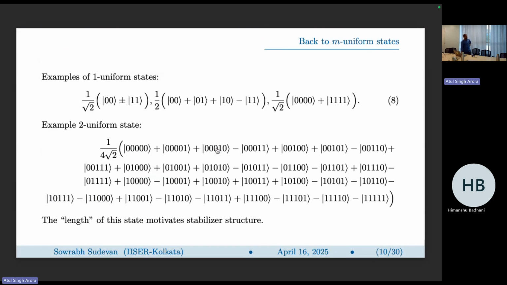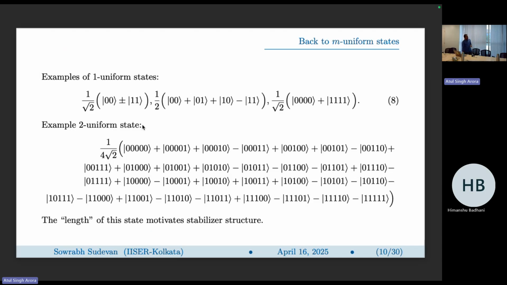Okay. So now back to m-uniform states. Examples of one-uniform states: you have already seen the Bell state and this particular state, and even this GHZ state. You could have any number of qubits. All these are one-uniform states. Any reduced density matrix of one qubit is maximally mixed.